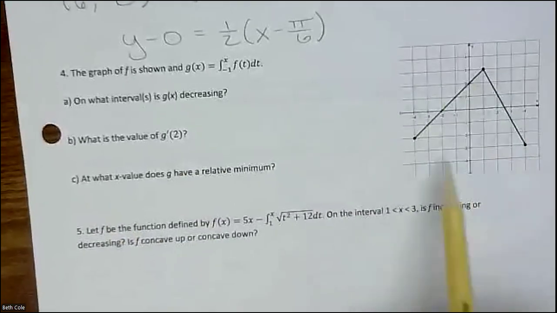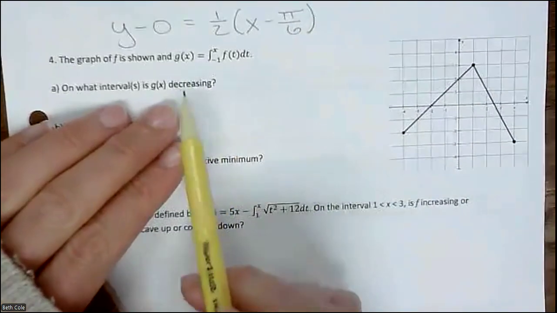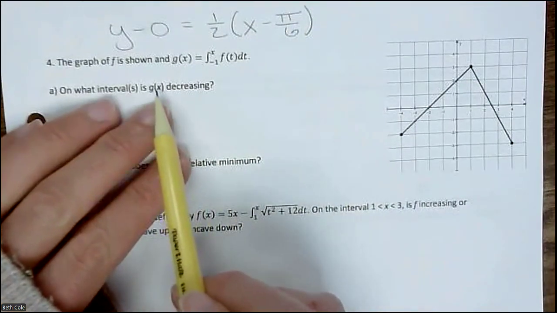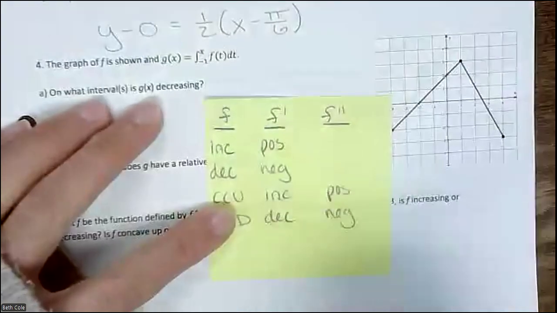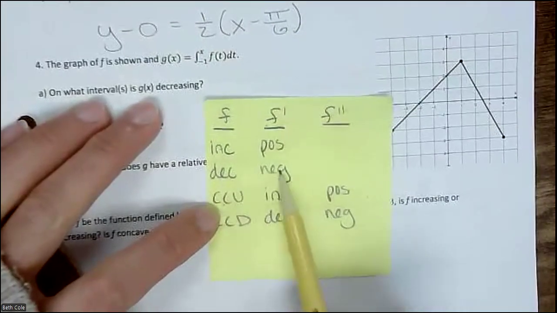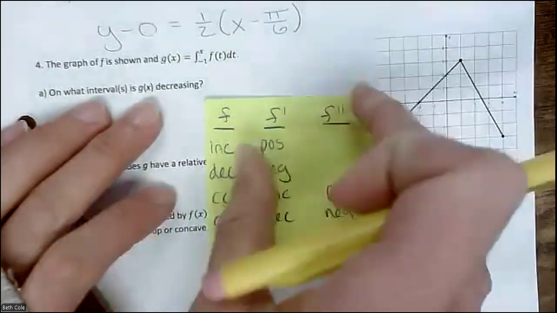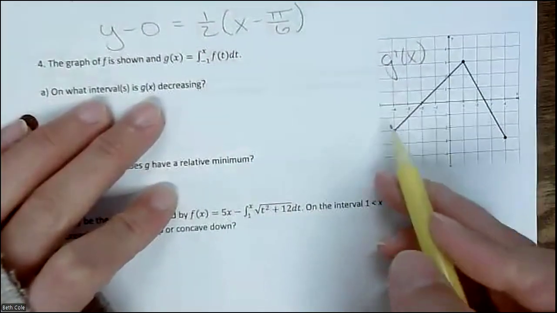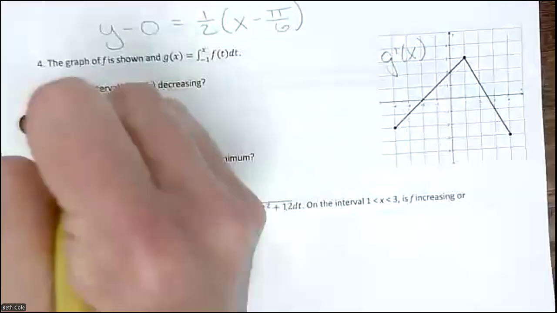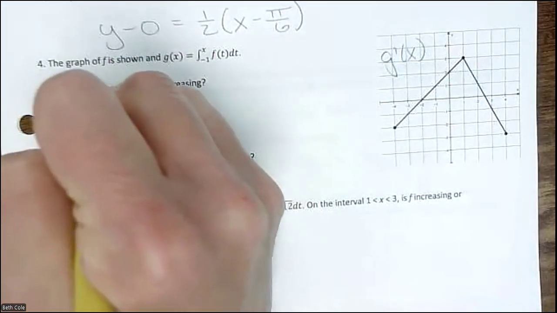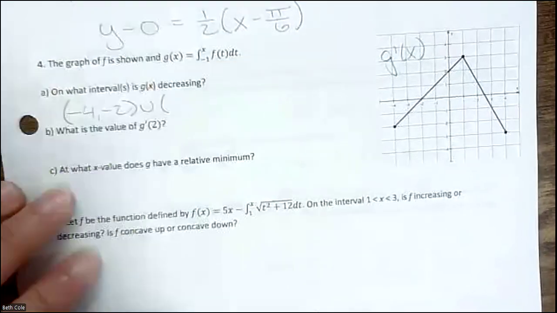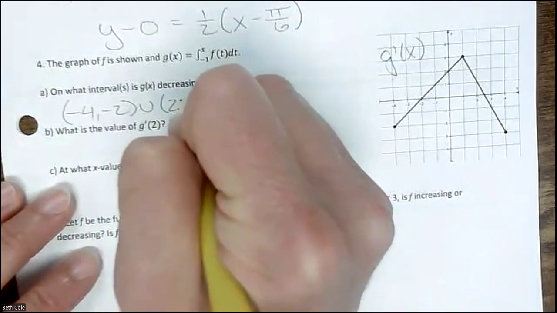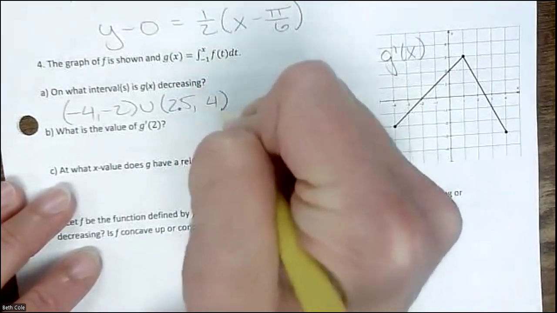All right. Using this graph to the right, on what intervals is g of x decreasing? Decreasing is where the graph you're looking at is negative. This is g prime right here. So where is this graph negative? Where to where? Good job. -4 to -2, union 2.5 to 4. Beautiful.